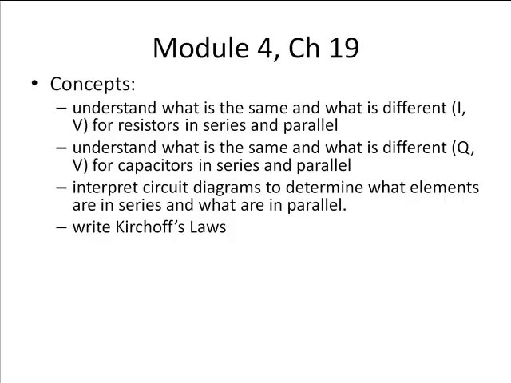So Kirchhoff's current law tells you that the sum of the current into a junction is equal to the sum of the current out of the junction. And Kirchhoff's voltage law says that if you add all the potential changes around a closed loop in a circuit, it should add up to 0.